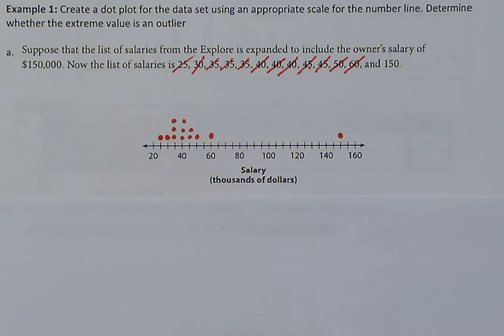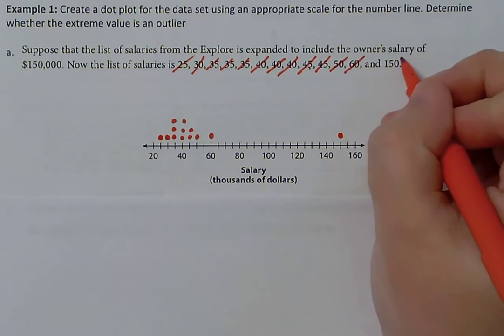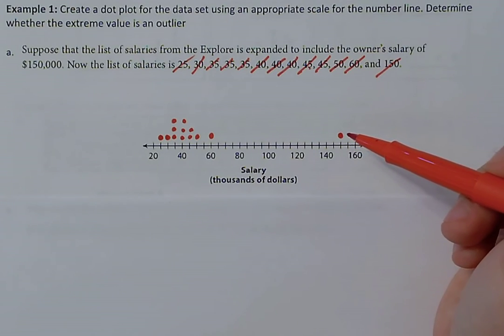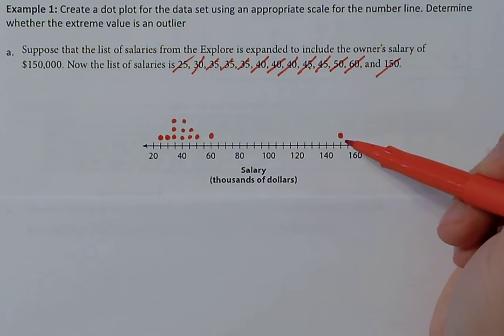So now that we have our dot plot, they want us to go through and determine if the extreme value is an outlier. So our extreme value in this case would be 150. Just by looking at this dot plot, does 150 appear to be an outlier?